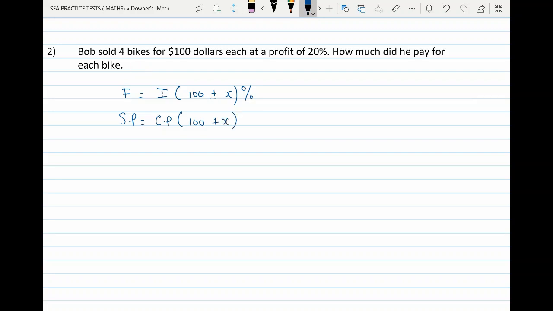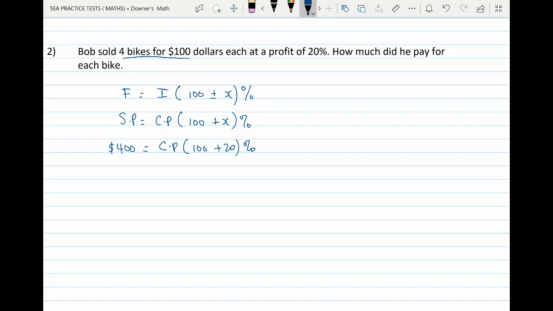If it was a loss, it would be minus X percent, but here it's a profit. So the equation would look like this. Let's fill in some information now. So we're putting in the selling price, which would be $400, because 4 bikes at $100 would give you a total selling price of $400. The total cost price would be unknown, and the value of X would be 20%. So we put the X as 20%.